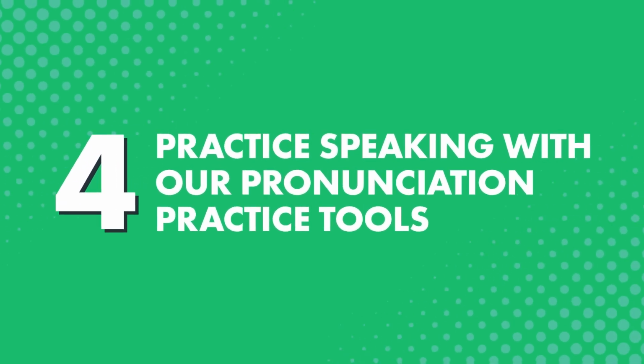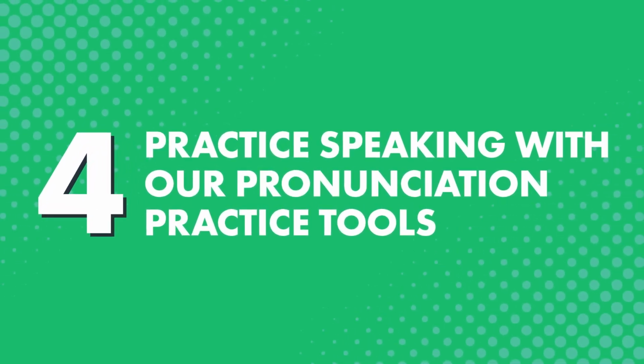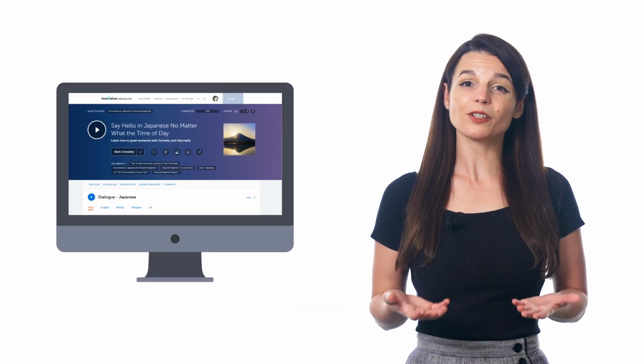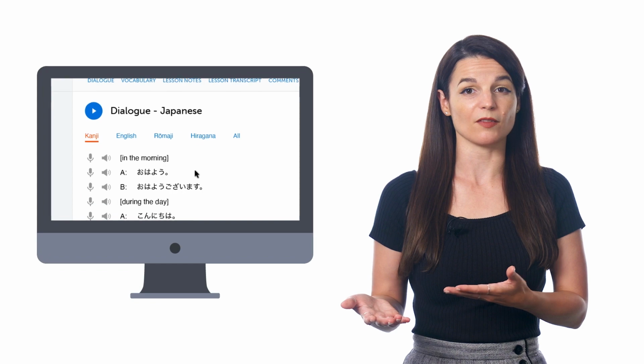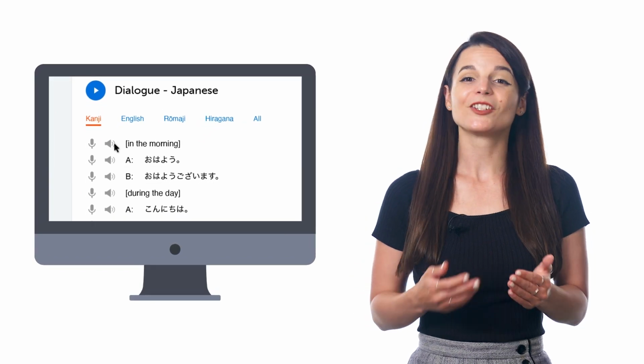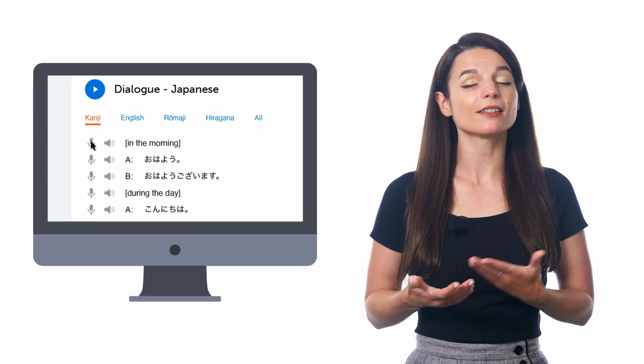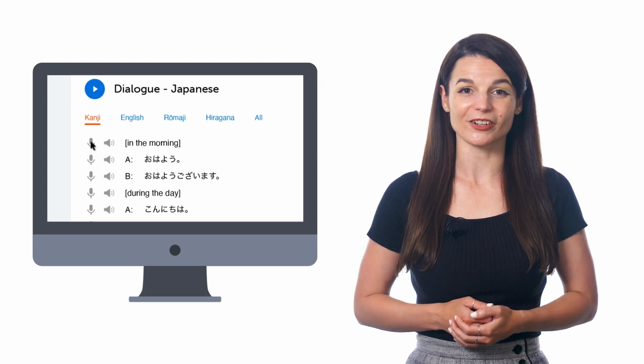Fourth, practice speaking with our pronunciation practice tools. Here, you'll get to practice speaking the lines from the lesson conversation and compare yourself with the native speakers. This is also a good way to improve your pronunciation because you can hear how you and the native speaker sound side by side. Just look for the microphone icon inside the dialogue and click on it to record yourself.